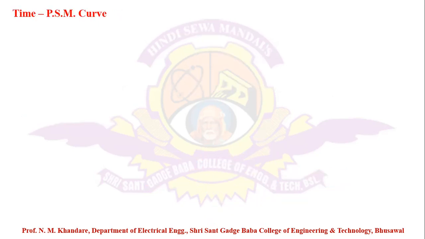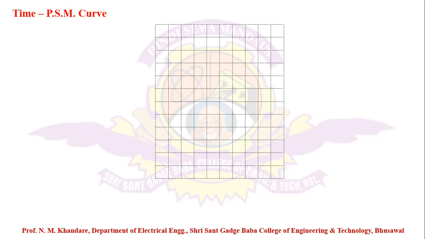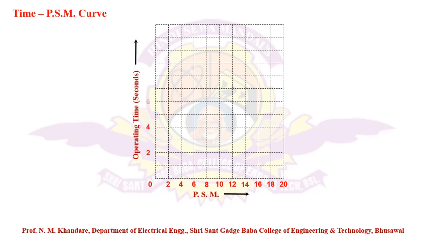Next is the time versus plug setting multiplier curve, which is the characteristic plotted between the plug setting multiplier and the time of operation in seconds. On the x-axis we mark the PSM, the plug setting multiplier, with 0, 2, 4, 6, 8, 10 and so on up to 20, and the time in seconds up to 12 seconds. Now if we plot the graph, it will look like this.